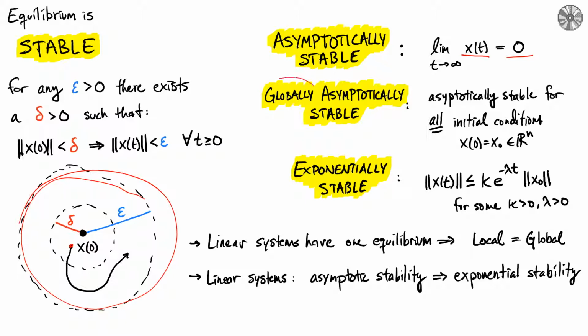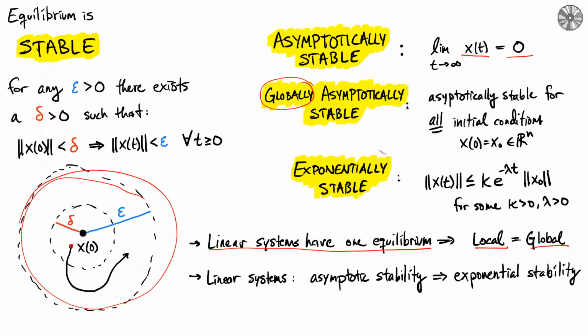We can add a qualifier called globally, which says that all initial conditions are asymptotically stable. So all initial conditions go to the origin. And linear systems only have one equilibrium, which means that any type of stability that they do have is actually global. So that's an example where if you only have that one equilibrium and it is asymptotically stable, it is also globally asymptotically stable.